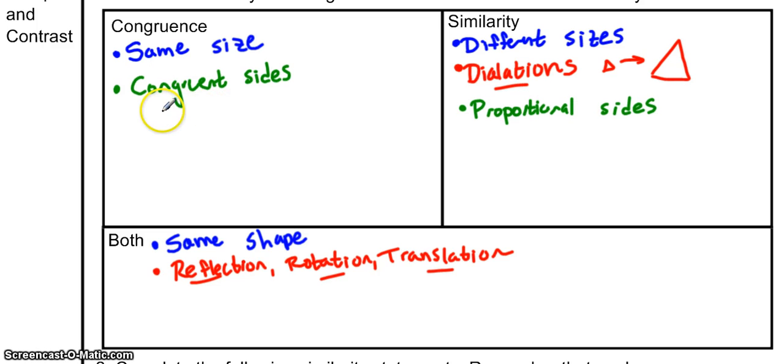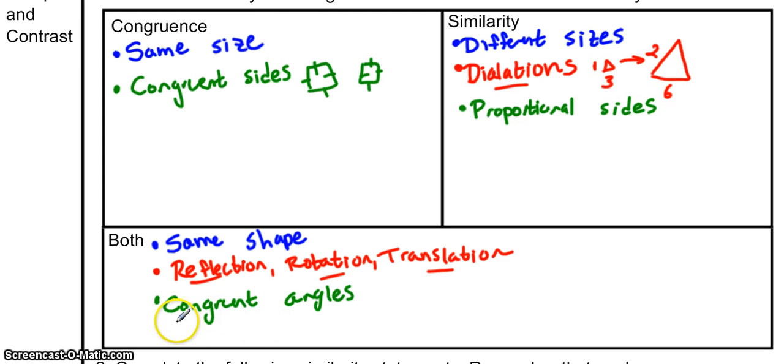So congruent figures have congruent sides. For example, these two figures will be congruent because their sides are the same exact length. But similar figures have proportional sides. What that means is that maybe this side of the triangle is 1 centimeter and this side is 3 centimeters. And in this triangle, everything doubles. So maybe this is 2 and maybe this is 6. That means proportional.